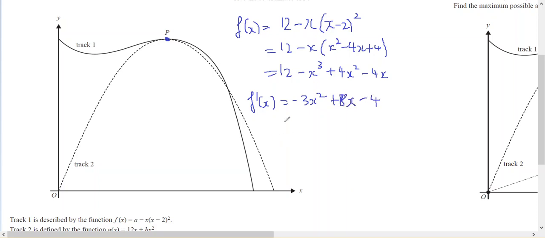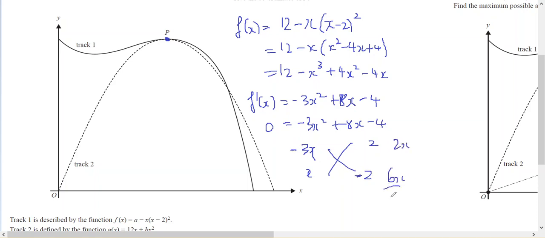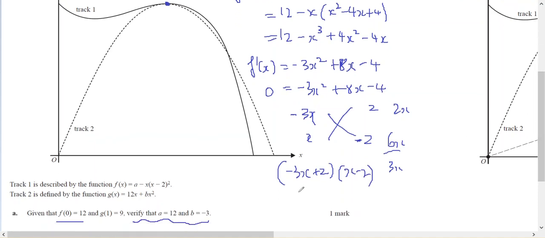minus 4. If that is equal to 0, then minus 3x squared plus 8x minus 4 equals 0. I could have 3x and x with a negative on the 3, and 2 and 2, that's a plus with the negative down here. That times that gives me 6x, that times that gives me 2x, add them together gives me 8x. Therefore I've got minus 3x plus 2 and x minus 2. Therefore x equals 2/3 or 2.